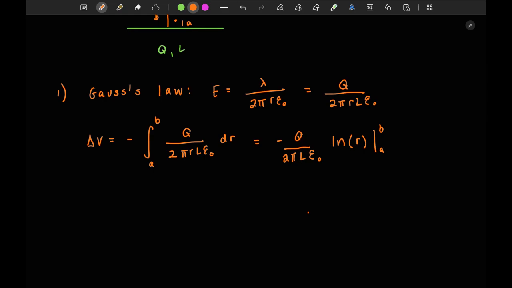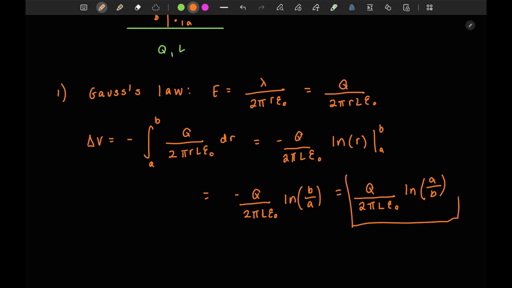Now we can go ahead and simplify this. We get negative Q over 2 pi L epsilon naught, natural log B minus natural log A, which I'll rewrite as natural log B over A. And finally, because I don't like that negative sign out front, I can redistribute this to be Q over 2 pi L epsilon naught, natural log A over B. So that would be our potential difference between point A to point B.